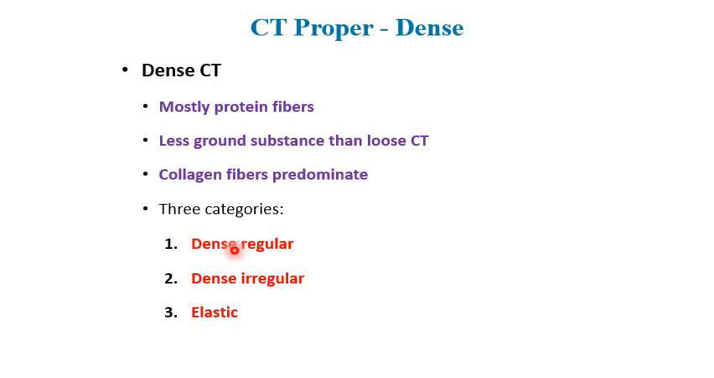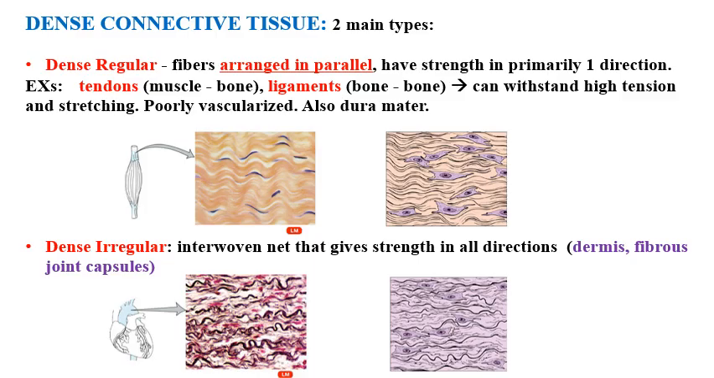What kind of dense connective tissue are you going to have? You can have regular, irregular, or elastic. Okay, so you need to identify what those are. Dense regular, they're going to be all lined up in parallel. Where you're going to find those? You're going to find them in tendons and ligaments. All right, so tendons are going to connect muscle to bone, ligaments are going to connect bone to bone, and if you look over here, you're going to find very little ground substance. You're just going to find fibers and then cells that are going to be placed here and there.